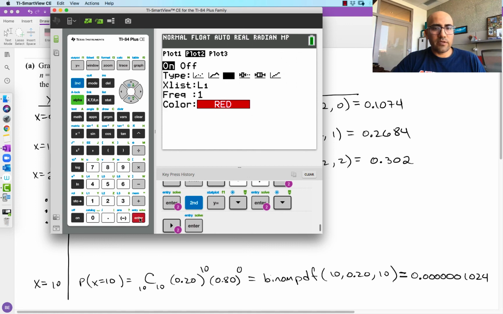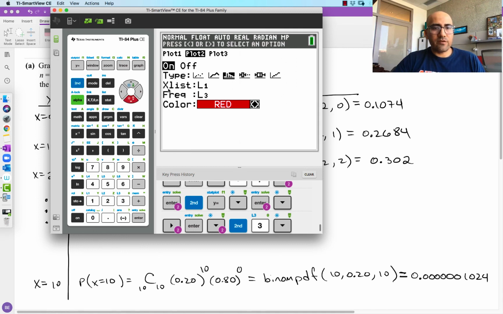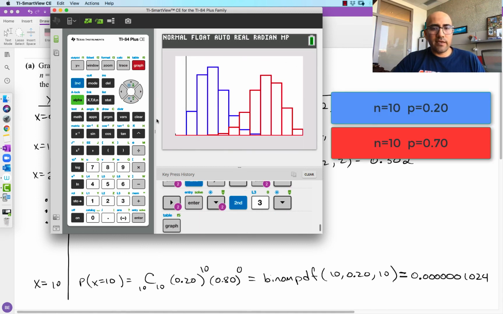And it's going to be these guys, and it's going to be L1. And then this time we want L3, so we'll graph it in red. Graph. And there we go.